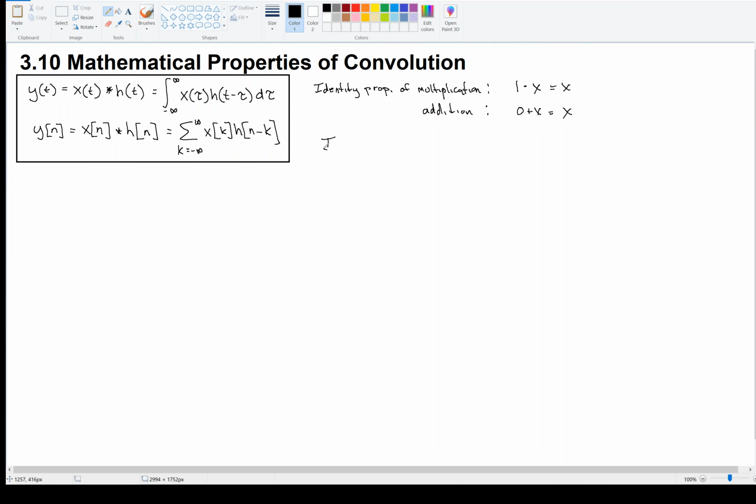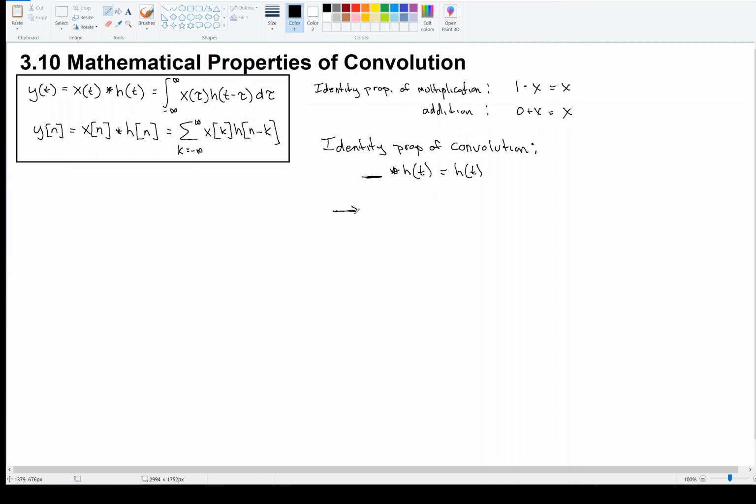It turns out that there is an identity property of convolution, where some signal convolved with any signal gives me that signal back. So what signal do you think that is? That would be the identity signal of convolution. What signal do you think that is? Pause the video if you want to think about it.